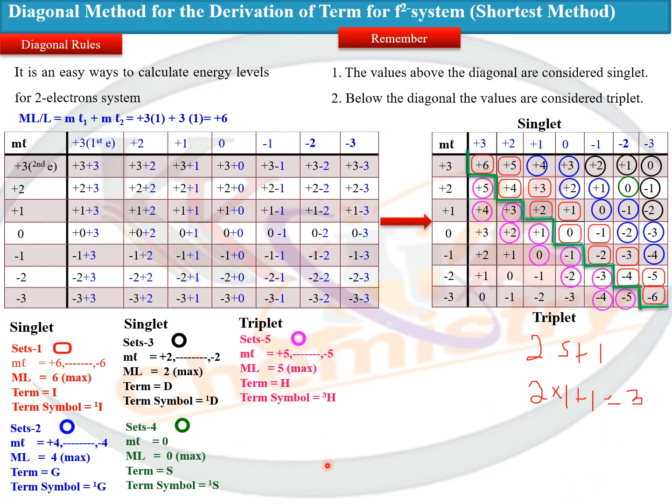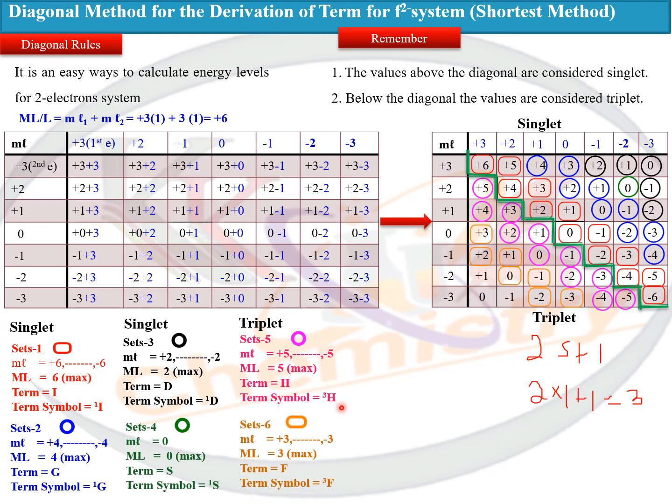Next one is set 5. Set 5 exists below the diagonal, so it will be a triplet system. Here the maximum ML value is 5. It means the total ML for this particular system is 5, and the small values will exist between plus 5 and minus 5. You know that if L is equal to 5 or ML is equal to 5, the term will be H, as this plus 5 up to minus 5 lies below the diagonal. So the term symbol will be triplet H.